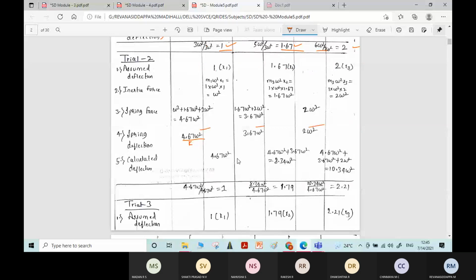Calculated deflection you calculate. For mass 1, whatever the deflection of spring 1, same deflection. For mass 2, the sum of the deflections of spring 1 and spring 2. For mass 3, the sum of the deflections of springs 1, 2 and 3. Then divide all the values by this coefficient: 4.67 by 4.67, 8.34 by 4.67, 10.34 by 4.67. Now again you will get one more set of values.